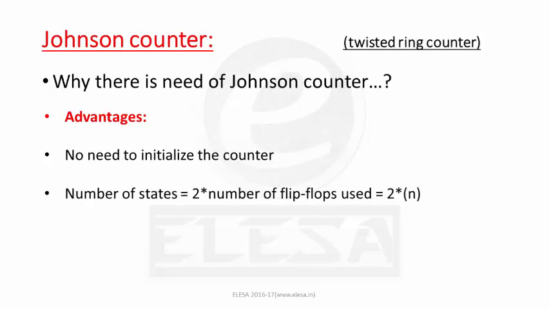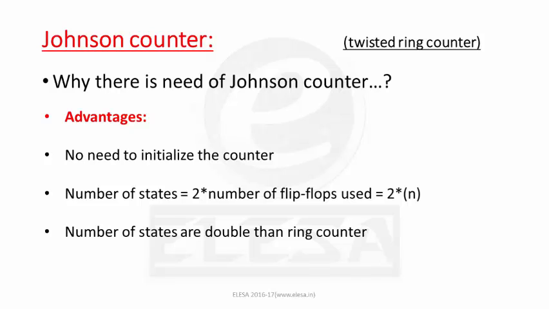After that, the number of states is equal to 2 into the number of flip-flops. Hence, we get 2n states for n flip-flops, and these states are double those of the ring counter. In a ring counter, we get only n states for n flip-flops.